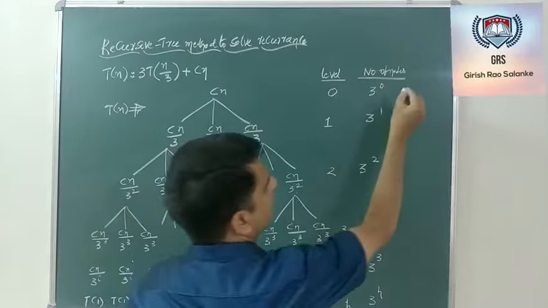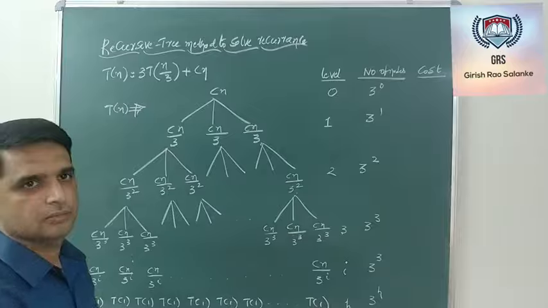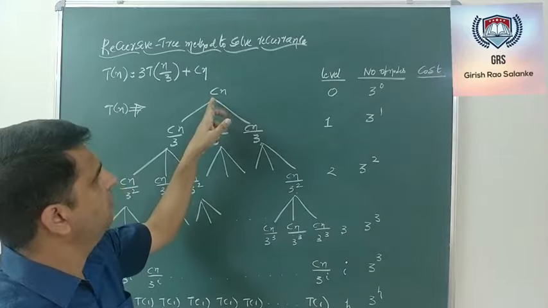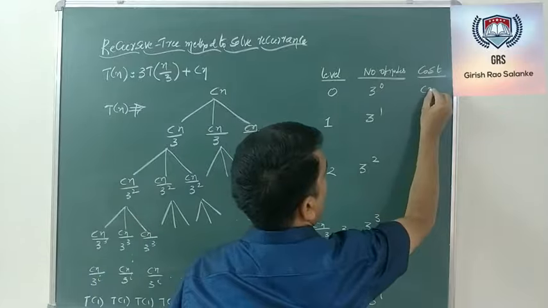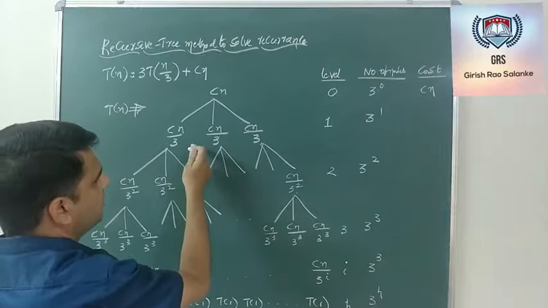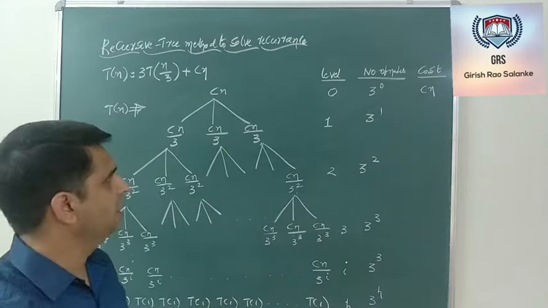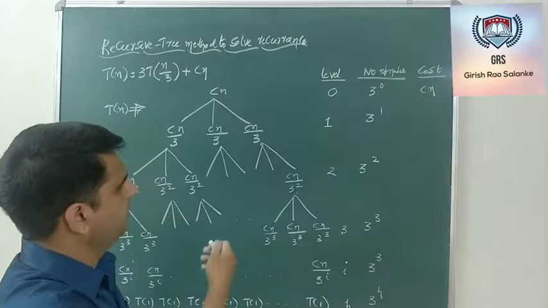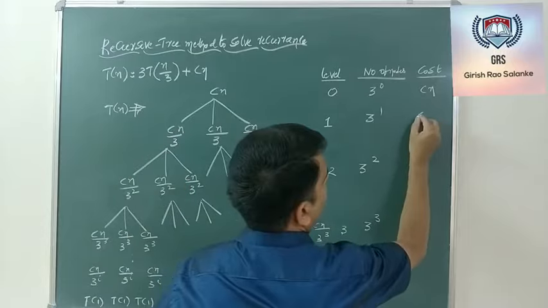Now what is the cost? At level 0, the cost is just Cn. Now what is the cost of the next level? There are 3 nodes of Cn by 3: Cn by 3 plus Cn by 3 plus Cn by 3. It implies it is 3 Cn by 3. If I eliminate 3 by 3, I will get the cost as Cn.